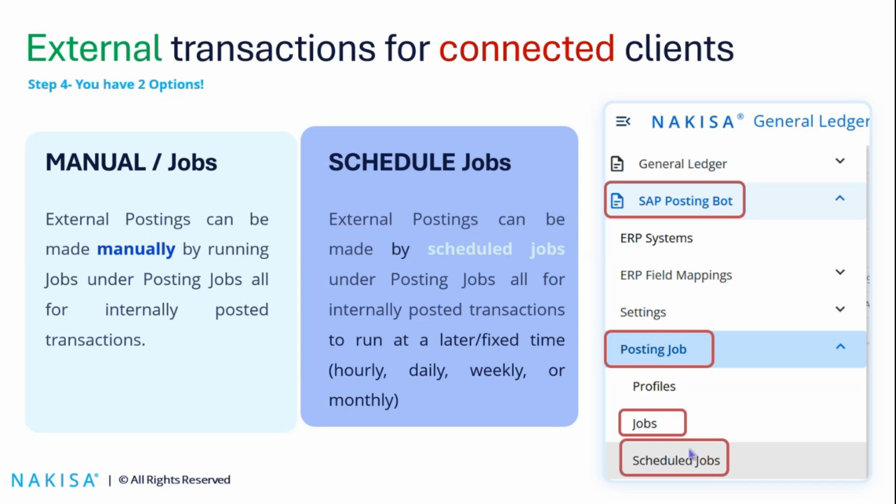Then the second option is you can have scheduled jobs. Some of our clients I've seen have scheduled jobs to run automatically, either hourly, daily, weekly, whatever works for your business process. So you have the two options: to run it live or to schedule your jobs.